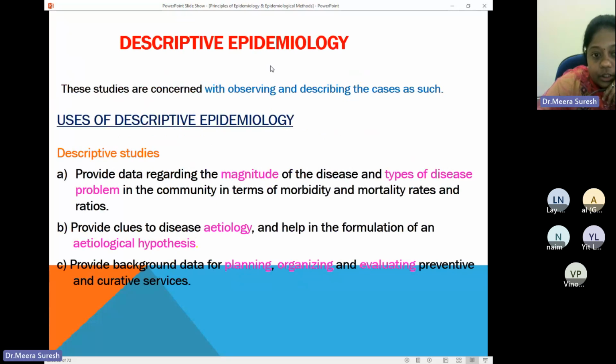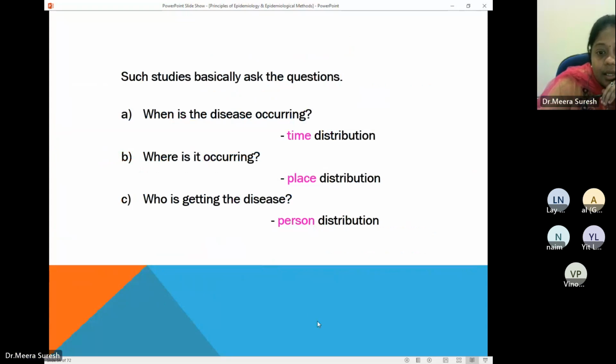In descriptive epidemiology, we study to understand the magnitude of the disease, the type of disease, and the etiology. We get to know the hypothesis, as I already told you, when you mention which population is affected, which duration, which time period this is seen. Somehow, we get to know the etiology, how this disease is originating. So we can do the planning, organization, and evaluation of preventive and curative services. Just a repetition.